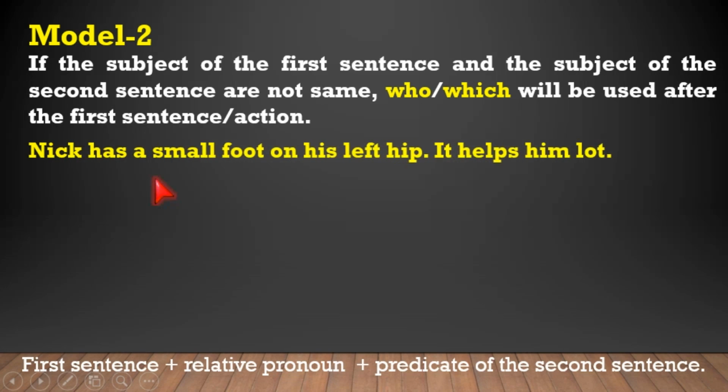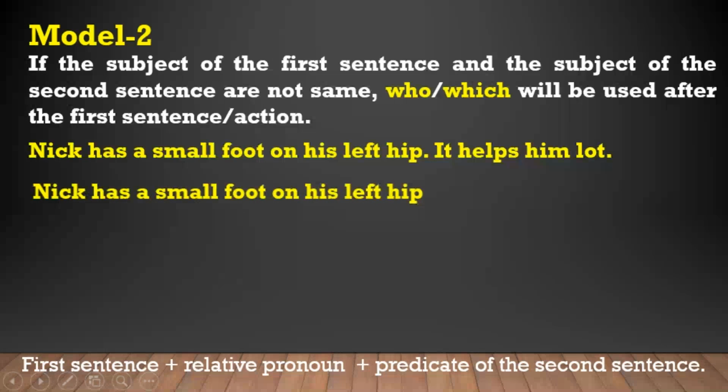Look at this sentence. Nick has a small foot on his left hip. It helps him a lot. Both sentence subjects are not same. First sentence subject Nick, second sentence subject it. So you can apply the model 2. How can we write the answer? First sentence, you write the first sentence as usual. What is the first sentence here? Nick has a small foot on his left hip, right?